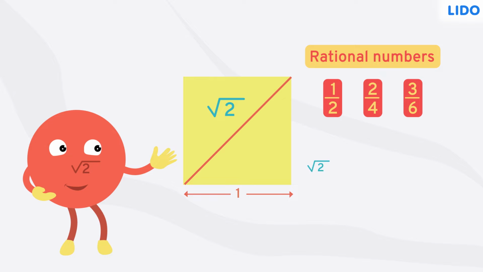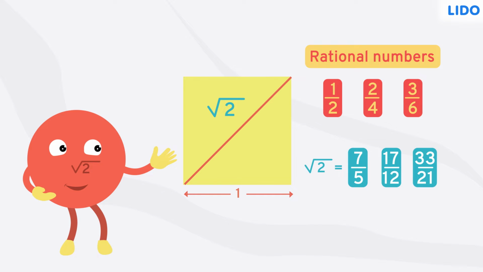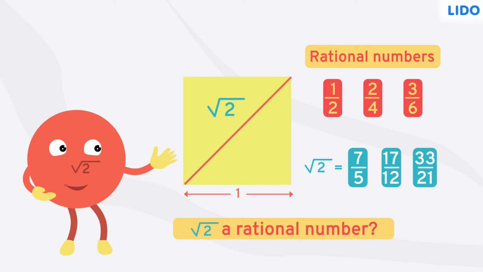But if we ask the square root of 2 to represent himself as a ratio of two integers, do you think he can? He's tried a lot, but so far, no luck. So, is the square root of 2 a rational number?